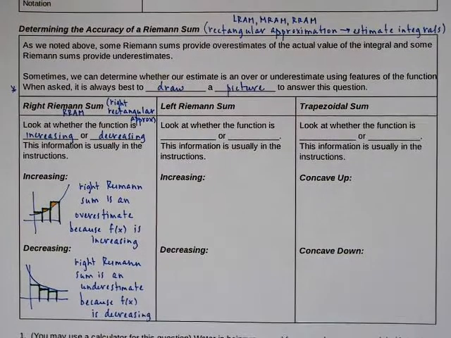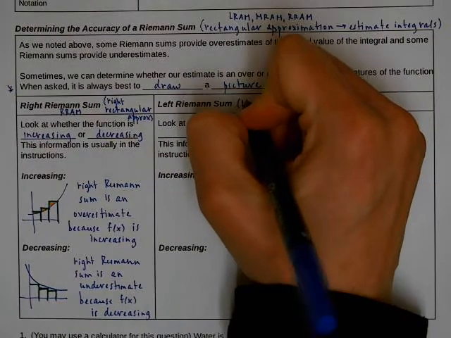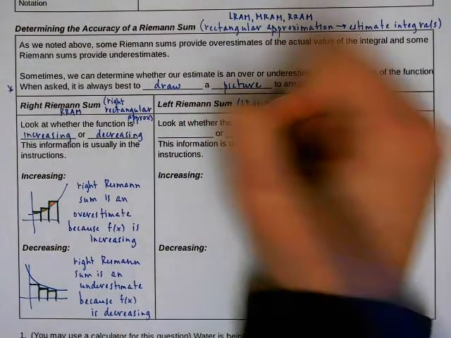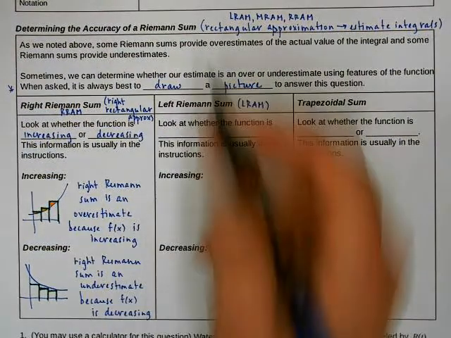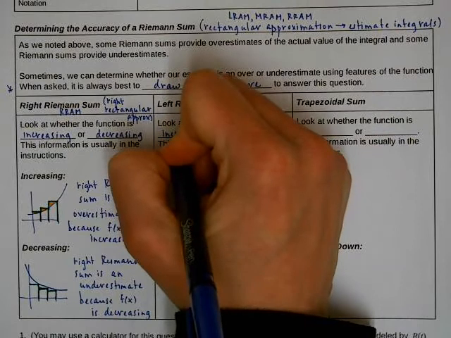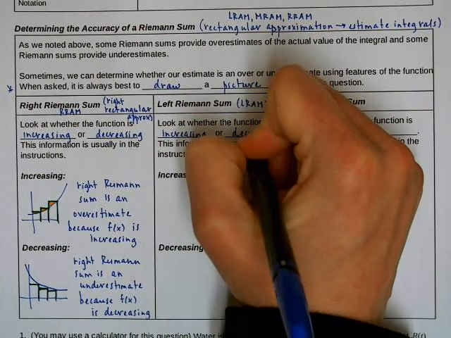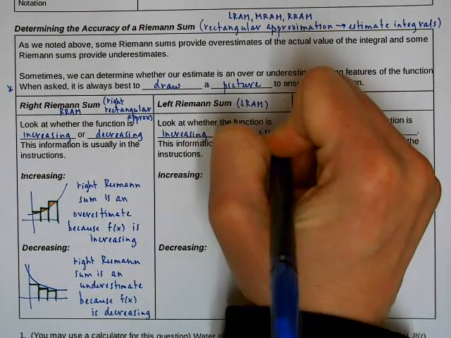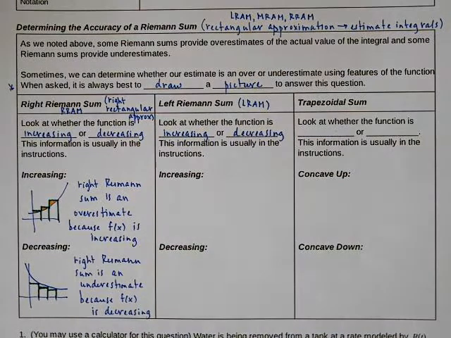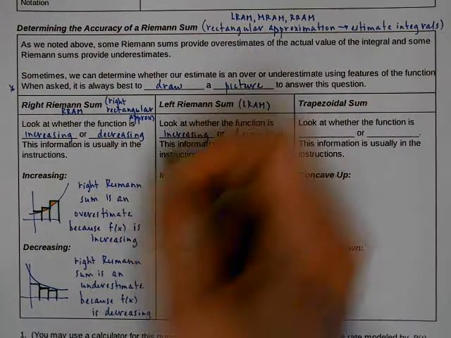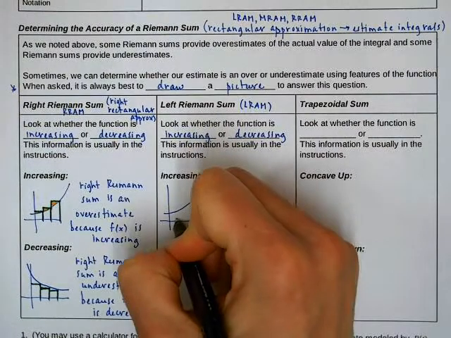Okay, so that was for the right Riemann sum. Now we're going to look at our left Riemann sum, LRAM, our left rectangular approximation. Again, it's still a matter of whether the function is increasing or decreasing, and we're going to use that same process of sketching a picture to figure out whether it's going to be an over or an underestimate. So let's draw our increasing function again.